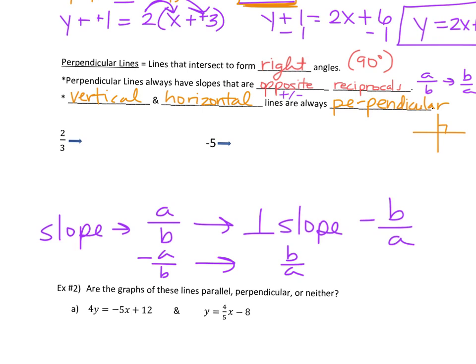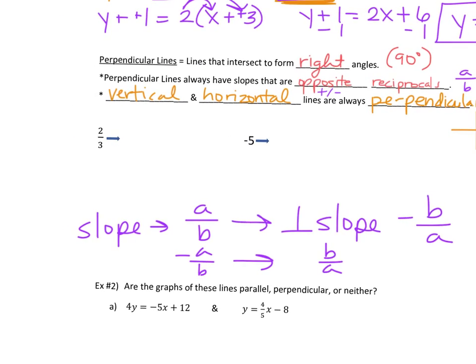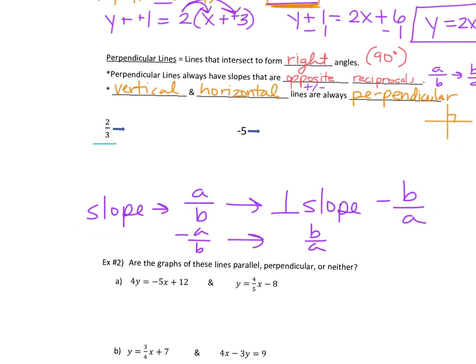Okay, so here's my question. If my slope is 2/3 and I want to know the perpendicular slope, remember this upside down T, by the way, that means perpendicular. Okay? It's just a symbol they use in math for the word perpendicular. What's the symbol for parallel? Parallel, they'll write like this, 2 lines that look parallel. Perpendicular, because this is making a 90-degree angle.